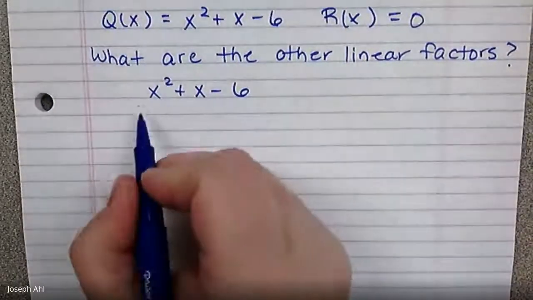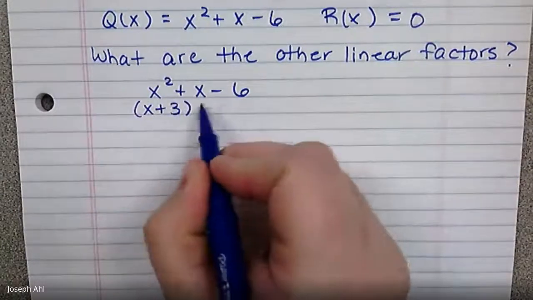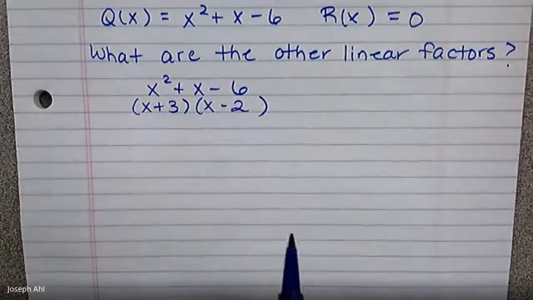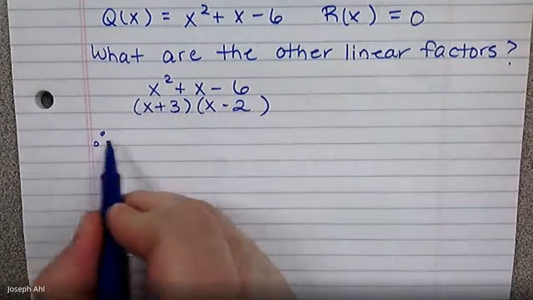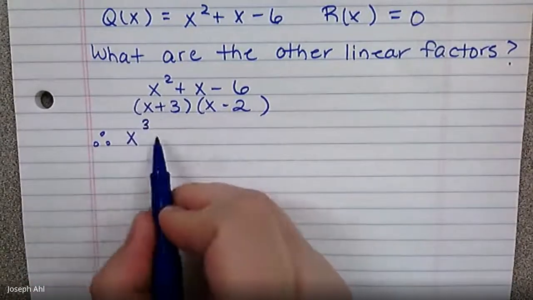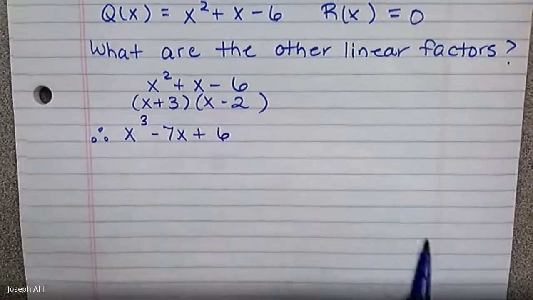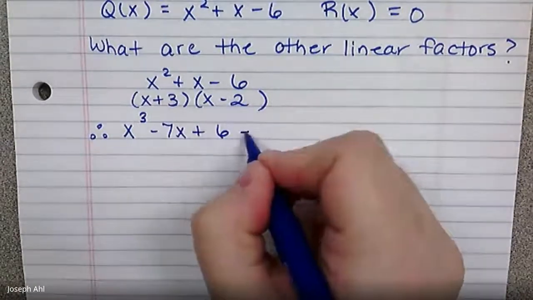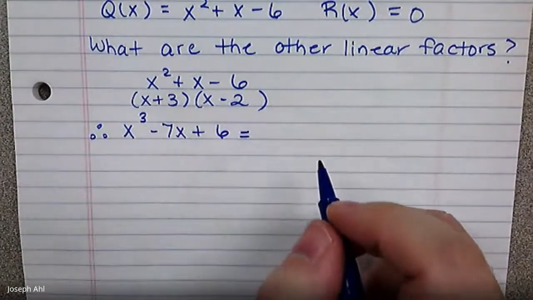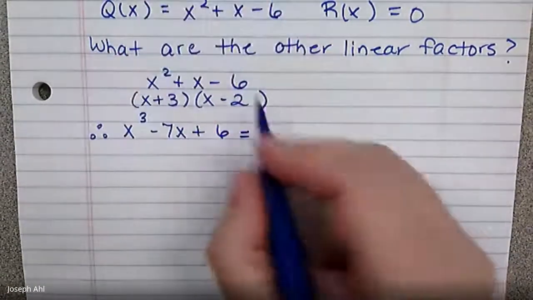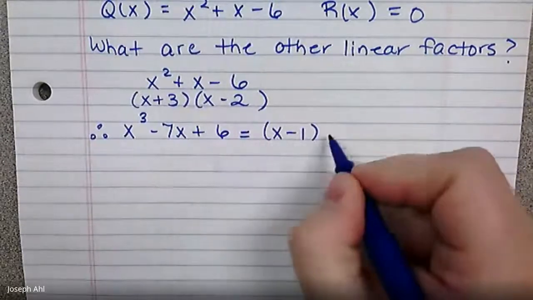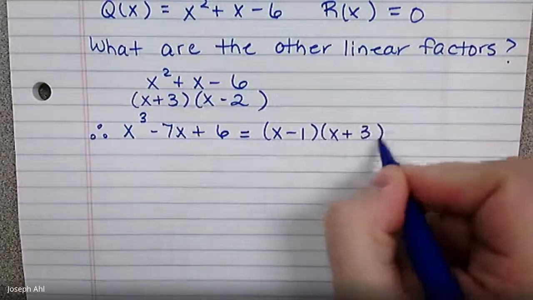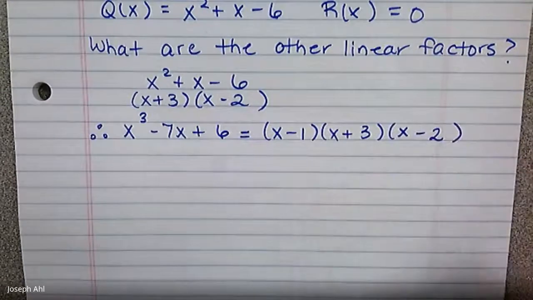So this would be what? If I factor it, x plus 3 and then x minus 2. So the conclusion in the end, therefore, x cubed minus 7x plus 6, the original polynomial we started with, can be thought of and written as the original factor that I divided in, x minus 1, times x plus 3 times x minus 2.